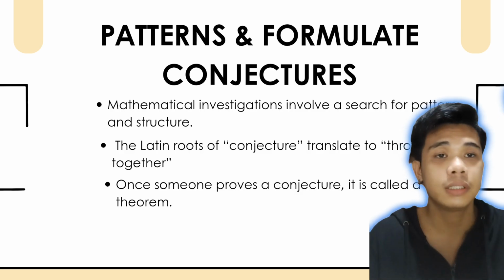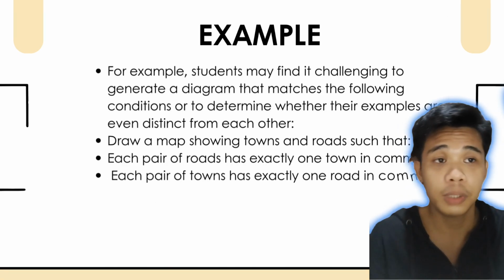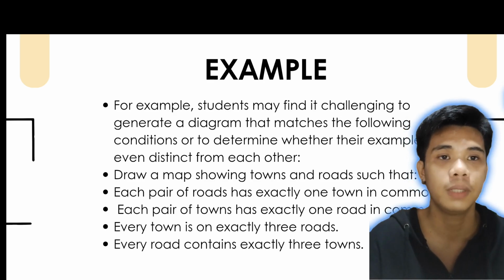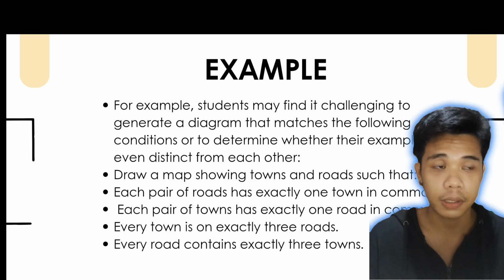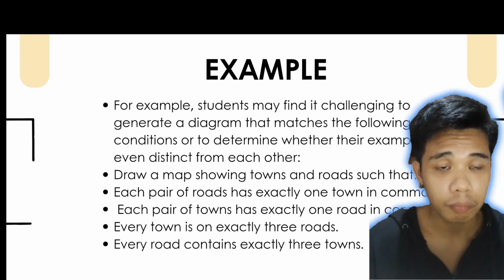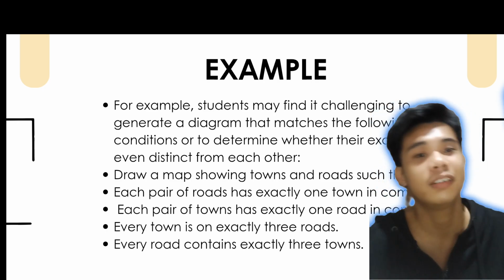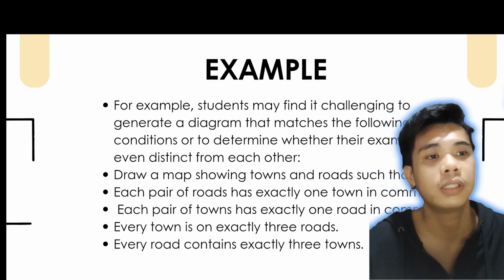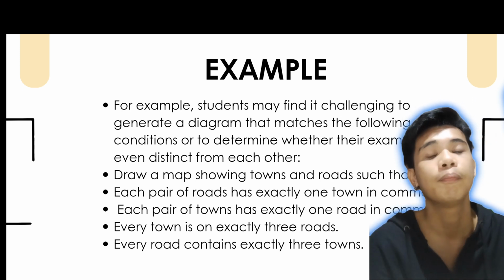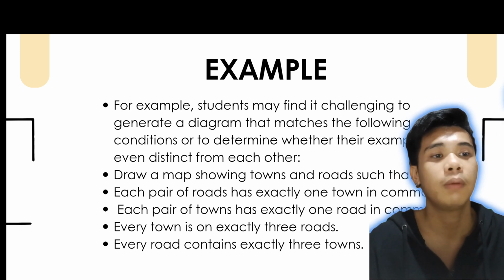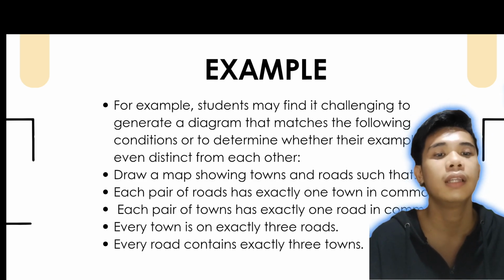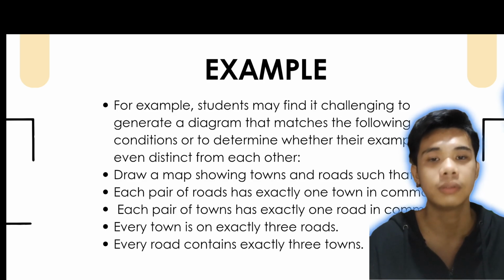An example of this is that students may find it challenging to generate a diagram that matches the following conditions, or to determine whether their examples are even distinct from each other. The conditions are: draw a map showing towns and roads such that each pair of roads has exactly one town in common. Each pair of towns has exactly one road in common.